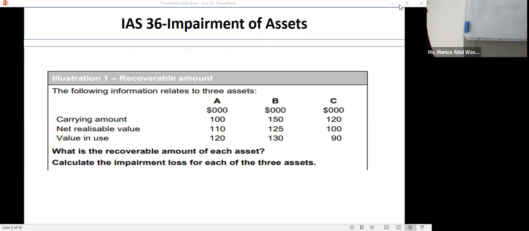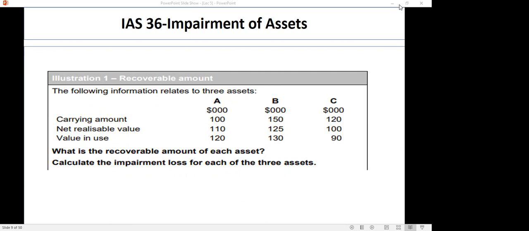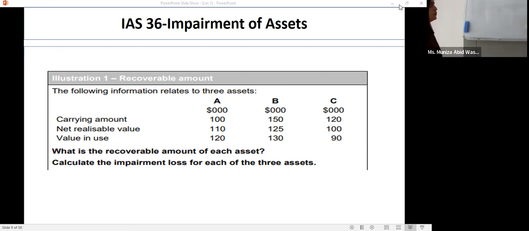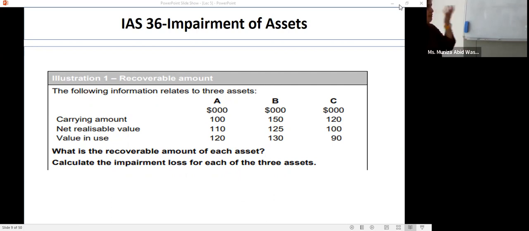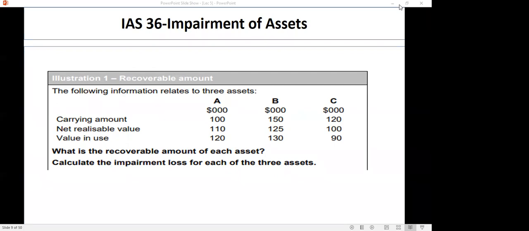Recoverable amount? Sure. Recoverable amount is the greater of net realizable value and value in use. Okay. So in asset A, 120,000 value in use was greater than NRV. So it's the recoverable amount. In asset B, 130,000 is greater than 125. Value in use is greater than NRV. So 130 is our recoverable amount. And in case of asset C, NRV is greater than value in use. So 100,000 is our recoverable amount. Okay. Thank you. You're welcome.